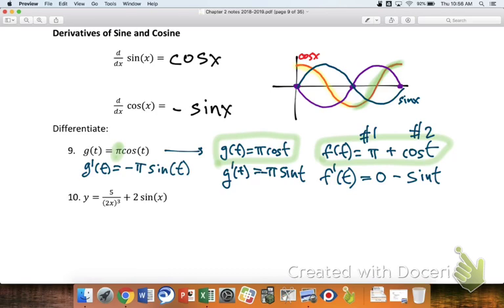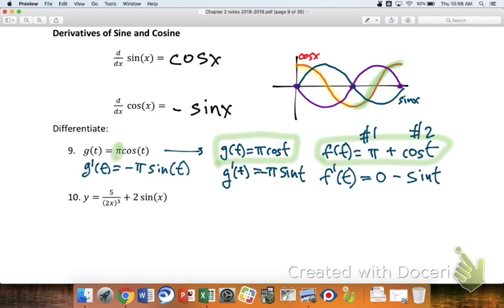We can't directly, at least not with the skill level that we have right now, differentiate this. We could do the 2 sine x, but the first term is not going to work very well. We haven't talked about how to do a derivative of a fraction yet, and this would even be an extra level up because of the parentheses and cubed and all that stuff. So what we're going to do here is try to manipulate the first term algebraically to get to a better place. Any suggestions on what we could do?